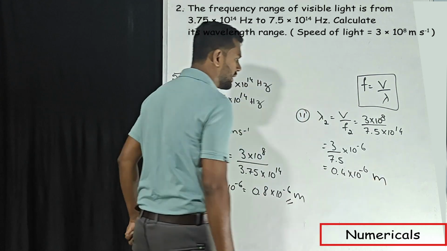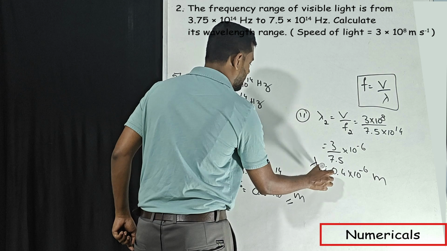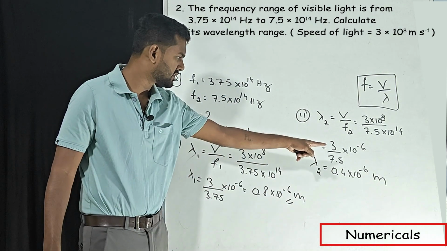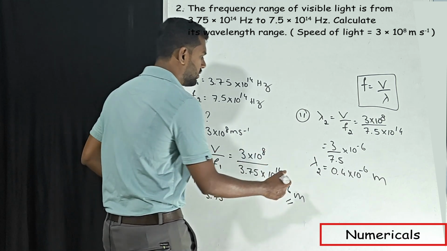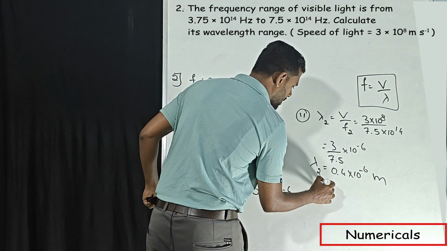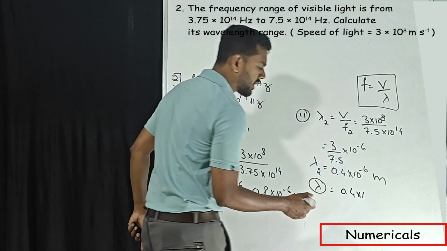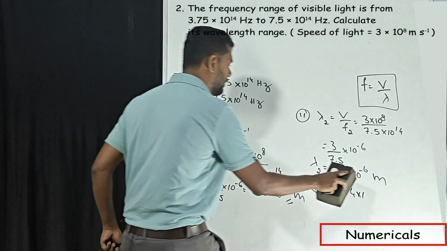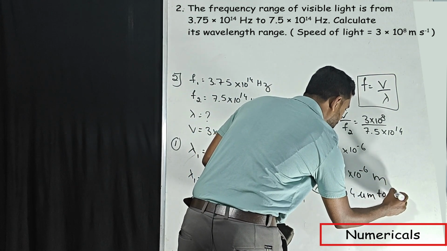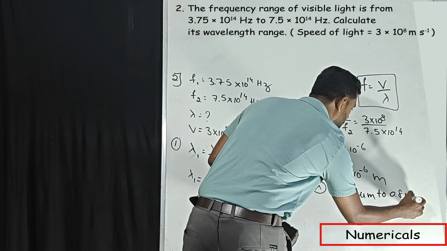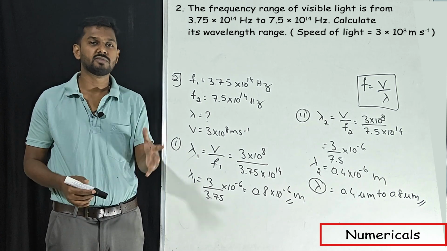So this is lambda 1 and this is lambda 2. What is the range? The prefix 10 power minus 6 is the same, so which is the lowest? 0.4. So the final wavelength range will be 0.4 into 10 power minus 6. You can write it as micro also, since 10 power minus 6 is nothing but micro. So the range is 0.4 micrometer to 0.8 micrometer. That's it. Now we have completed both the theory as well as the numericals.